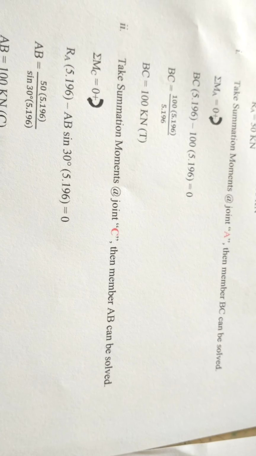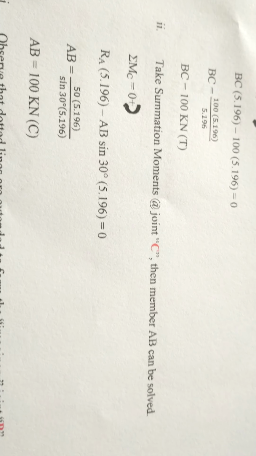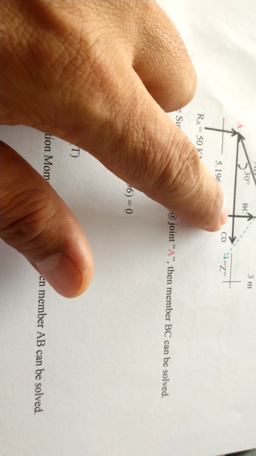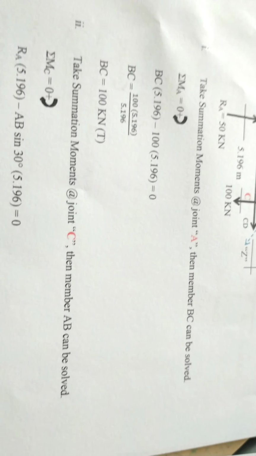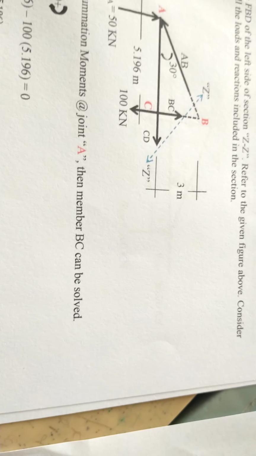Next is to take summation of moments at joint C. Then member AB can be solved. So, summation of moments at C. This is joint C, colored red. Okay, so you take summation of moments at C.